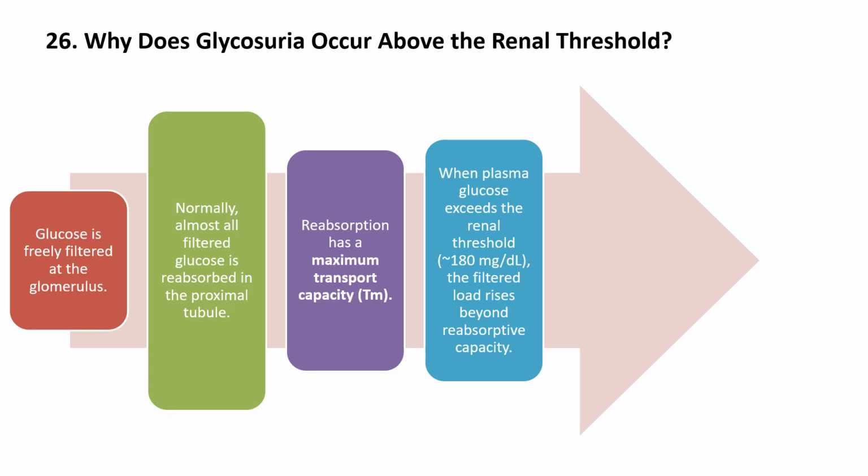So when the plasma glucose exceeds 180 milligram, this transport maximum is exceeded, the filtered load goes beyond the reabsorptive capacity. So excess glucose is excreted in the urine. So because of the exceeding of the transport maximum TM, that is the reabsorptive capacity, glucose is excreted in the urine. When the plasma glucose level is more than 180 milligram, this happens.